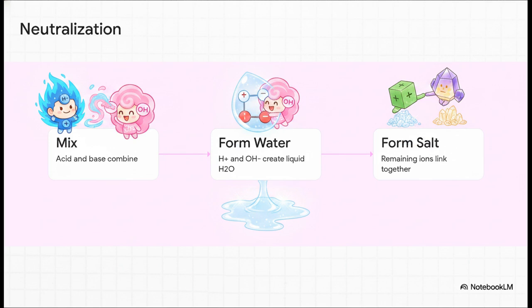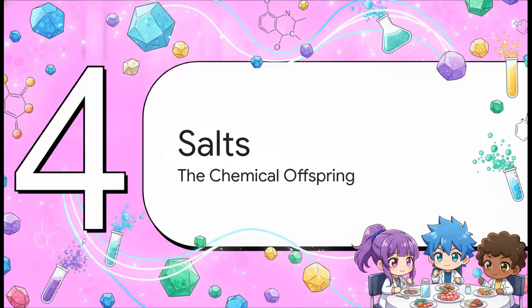First, they mix together. Then the hydrogen ions from the acid and the hydroxide ions from the base pair up to produce something entirely harmless, liquid water. Finally, whatever positive and negative ions are left over, they link up together to form a salt. And that leads us right into part 4, salts, the chemical offspring.